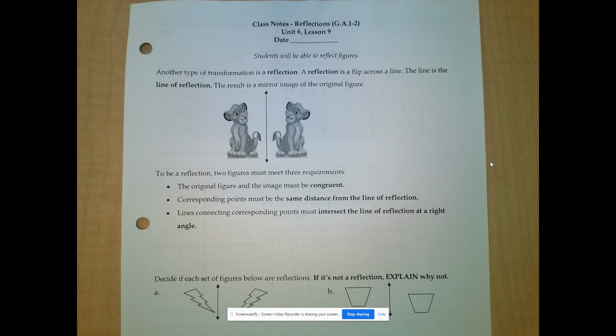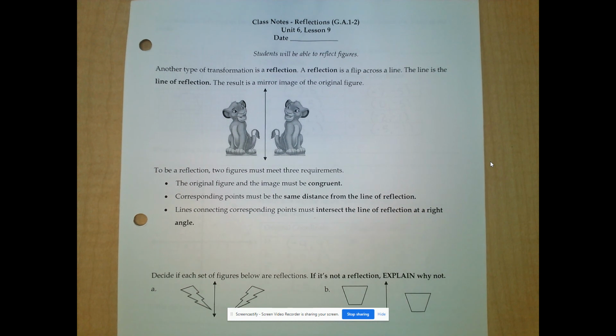To be a reflection, two figures must meet three requirements. The original figure and the image must be congruent. So that's the same as it was for the slide, the translation. Corresponding points must be the same distance from the line of reflection. So hopefully we can all agree that the two Simbas are the same size and shape, so they are congruent.